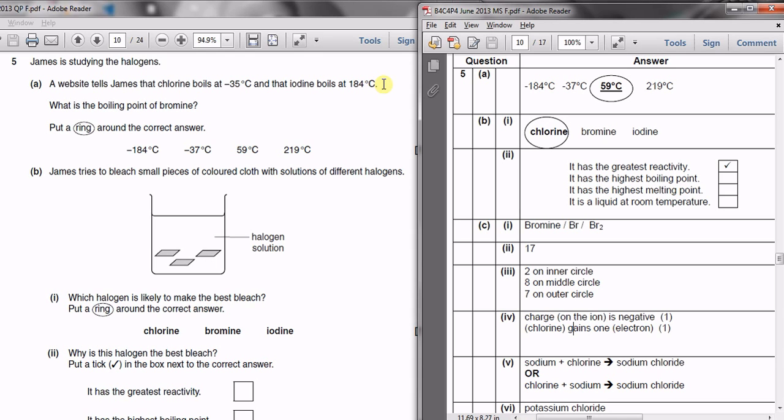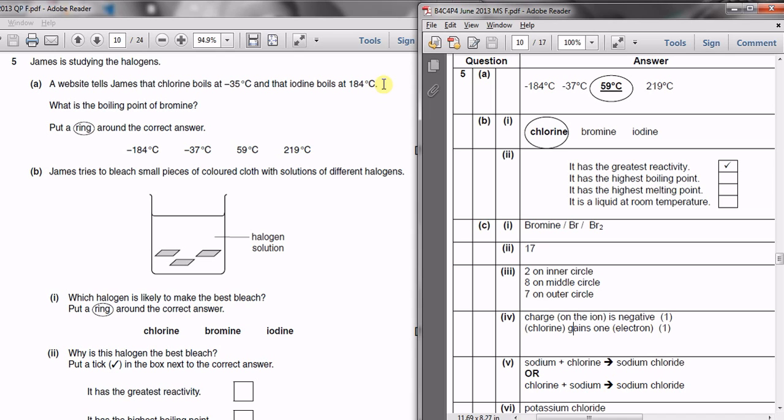Okay, so this is question 5 from the mock paper from the foundation. It says James is studying the halogens. A website tells James that chlorine boils at minus 35 degrees Celsius and that iodine boils at 184 degrees Celsius. What's the boiling point of bromine? And then you're given 4 options there.